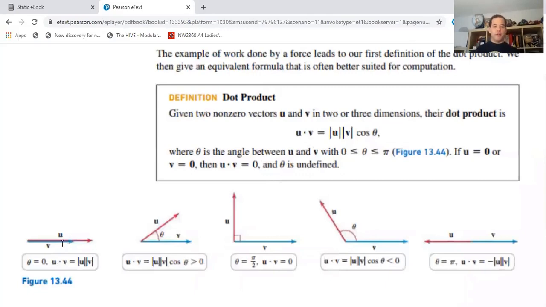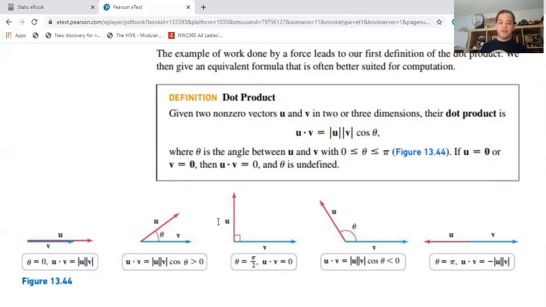Okay. So like we were saying, the first case illustrates when u and v point in the same direction. In that case, you just multiply their magnitudes. Now, if the angle between them is acute, so between 0 and 90 degrees, then you're going to multiply by cosine. And cosine is a positive number between 0 and 90 degrees. So the dot product will be positive. Okay, so that also tells you something. If the dot product is positive, that means the angle between your 2 vectors is acute, right?